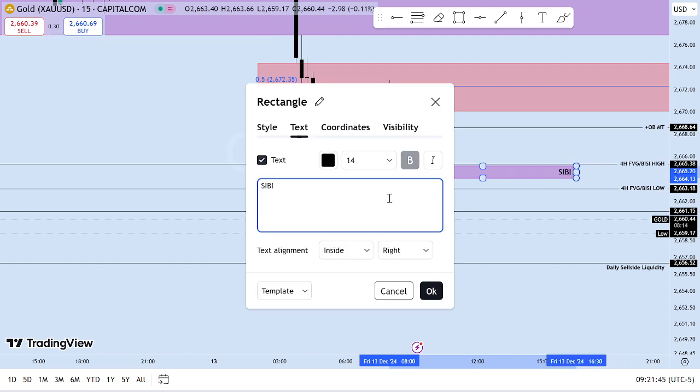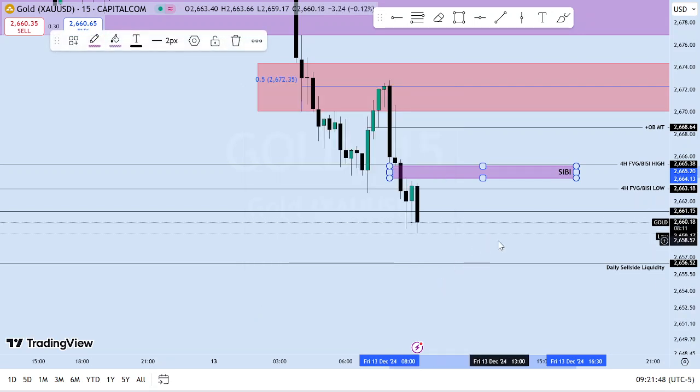That is CB. Sell side imbalance, buy side inefficiency. That's the meaning.